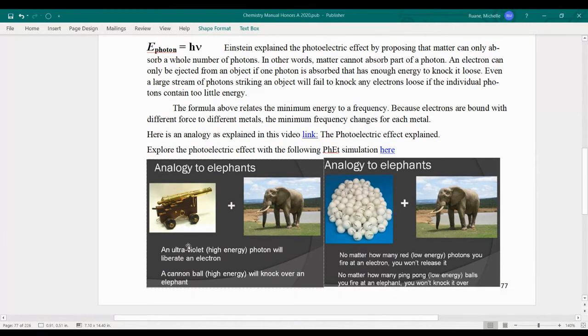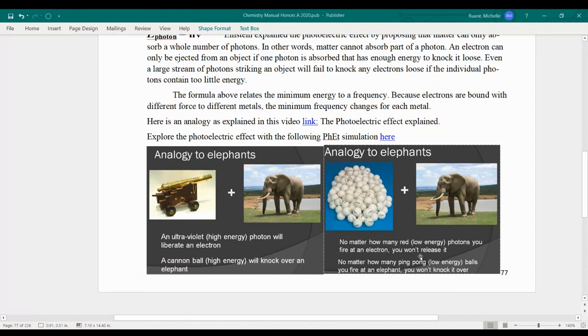Okay, so basically, if I fire a cannon at the elephant, it's going to knock him over. Okay, it doesn't matter if I fire one or 100, it's going to knock him over. It has enough energy to knock him over. However, if I fire a ping pong ball, it's not going to knock over an elephant. And they thought that if they raised that intensity, which would be like shooting tons more ping pong balls, and it's low energy still because it's just a ping pong ball, that it would knock over the elephant, but it doesn't. And so that's kind of the analogy.